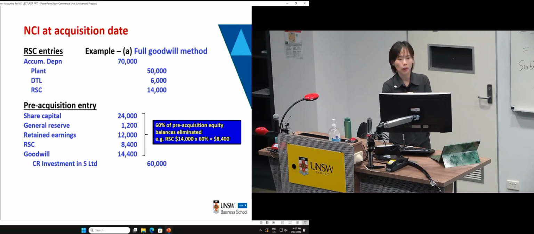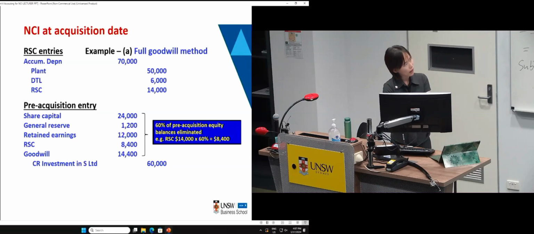ASB 3 requires the fair value of the subsidiary's net assets to be reported in your consolidated accounts, right? So we prepare the fair value adjustment in the RC entry, and this fair value of the subsidiary's net assets will not be affected by the existence of NCI. Whether the parent acquires 90%, 80%, or 70% of the subsidiary's shares is not going to change the fair value of those assets. So that's why the RC entry is the same as before. There's no impact on the RC entry.